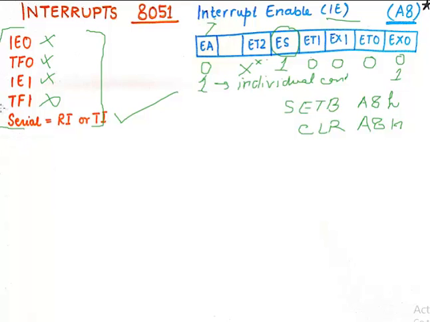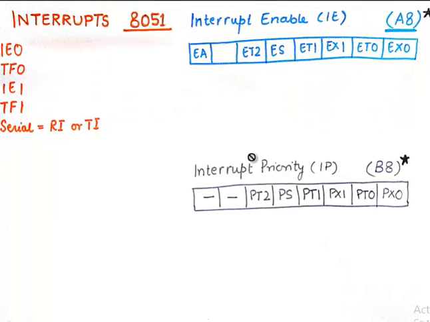So the next register that I wish to talk about is the interrupt priority register. As I mentioned, the priorities of these interrupts are fixed in this order, but if we wish to change the priority of the interrupts manually, we can do it with another special function register known as the interrupt priority register, whose address is B8. Again, by looking at the address, you'll see that this is a bit addressable register.